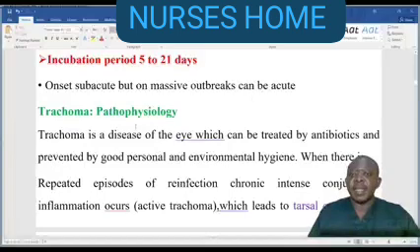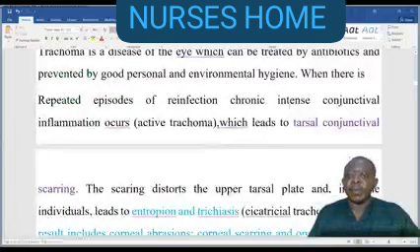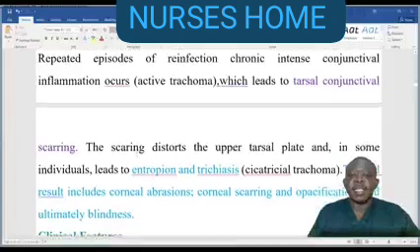Let us now look at the pathophysiology of trachoma. Trachoma is a disease of the eye which can be treated by antibiotics and prevented by good personal and environmental hygiene. Now, when there are repeated episodes of reinfection and chronic intense conjunctival inflammation, it may occur because of active trachoma infection, which may lead to tarsal conjunctival scarring. The scarring distorts the upper tarsal plate, and in some individuals, it may lead to entropion and trichiasis. The end result includes corneal abrasion, corneal scarring, and opacification, and ultimately blindness.